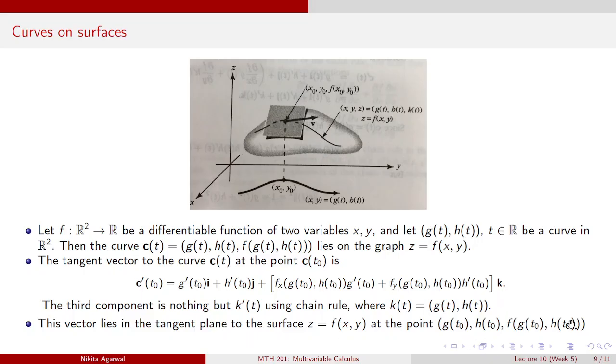And this vector lies on the tangent plane to the surface at this point, which is given by this, because this curve is on the surface. So what is the tangent plane at a point? It is a plane that contains the tangent vectors through that point of all the curves that lie on the surface. So this is one such curve. So this vector v, which is nothing but this derivative, should be lying on the tangent plane to this surface at this point.